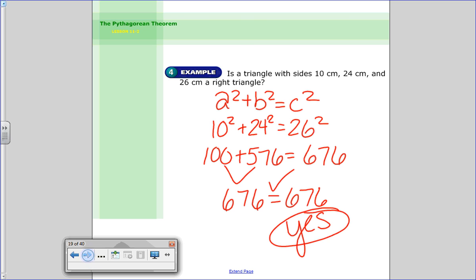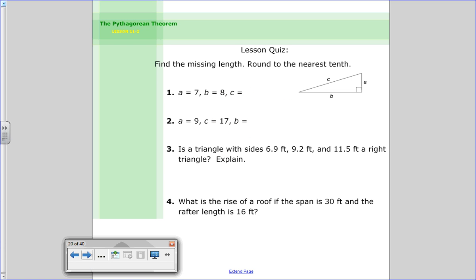All right, so that's our lesson for tonight. Tonight we talked about how to use the Pythagorean theorem. So the sum of the legs, a squared plus b squared, will equal the hypotenuse squared. So a squared plus b squared equals c squared. And then we also talked about the converse of the Pythagorean theorem, or checking to see if triangles are in fact right triangles.